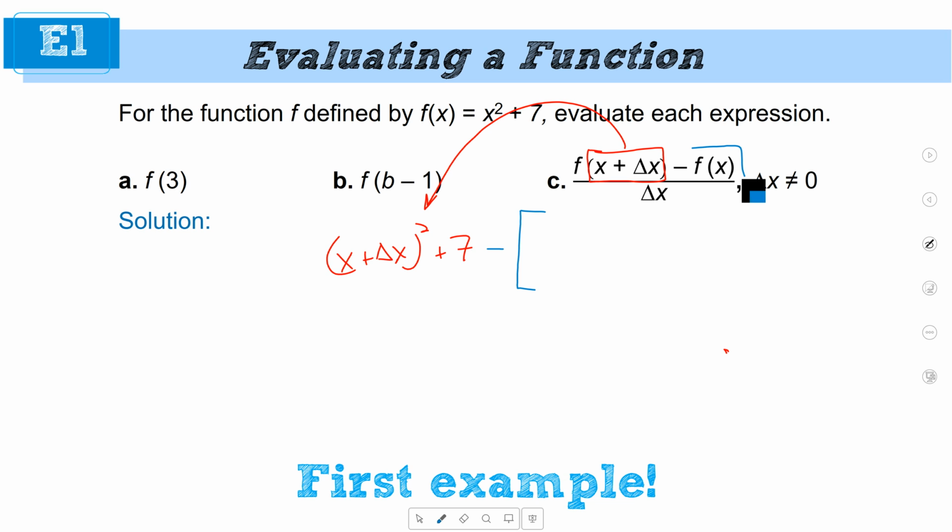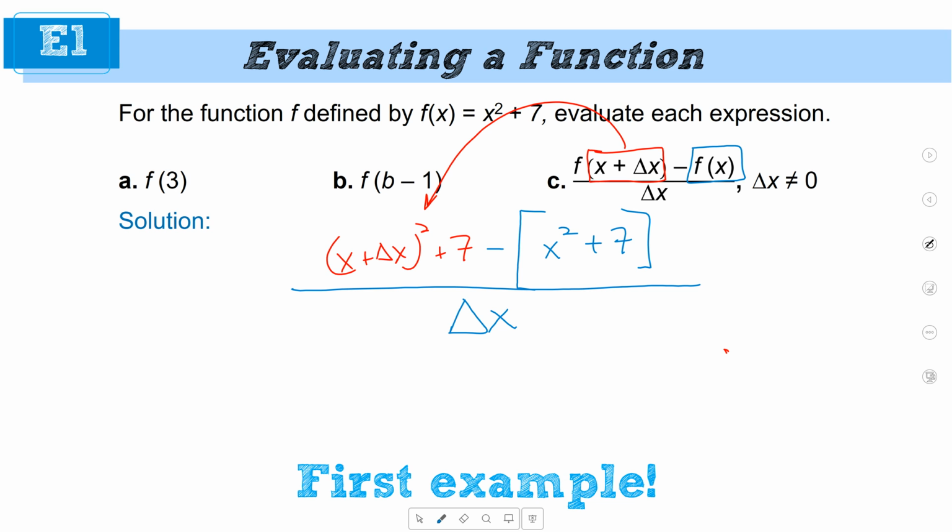This means go to the function, wherever you see an x, put in x. Well, that's ridiculous. It's just the function. And what about the denominator? The denominator is nothing. It's not f of delta x. It's just delta x. So it doesn't even change. It just stays delta x. If you can get to that point, you're great.